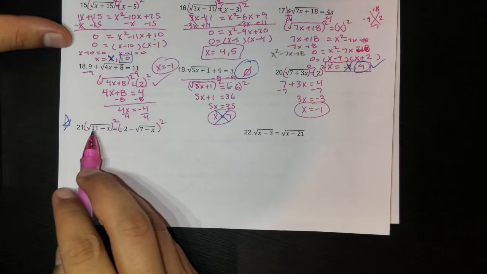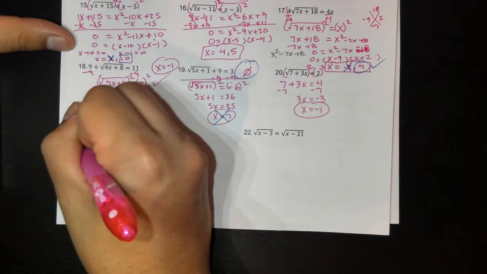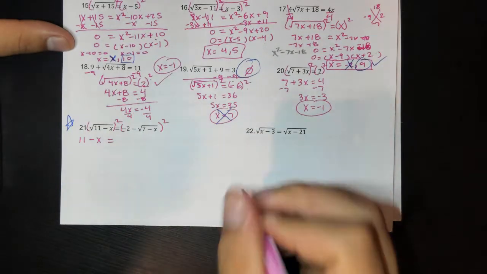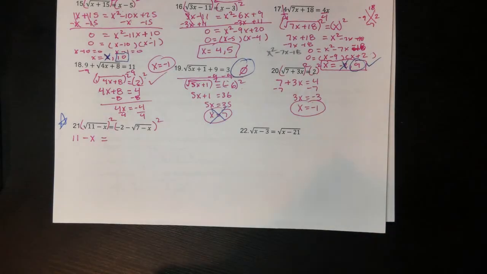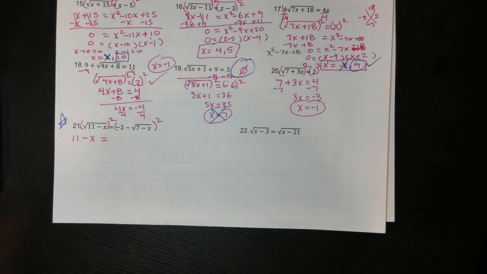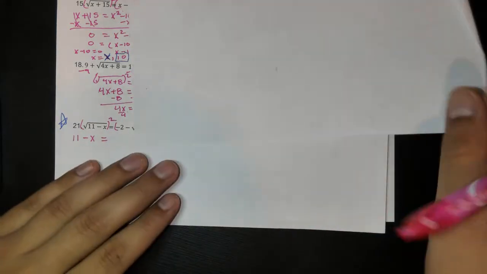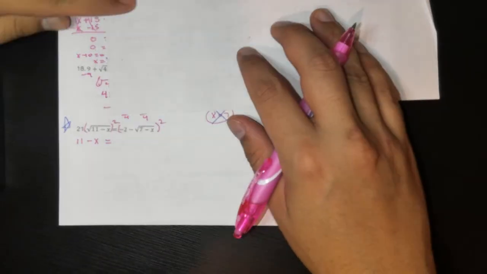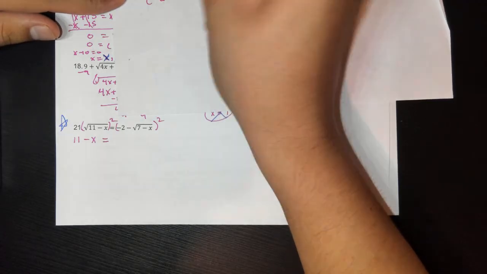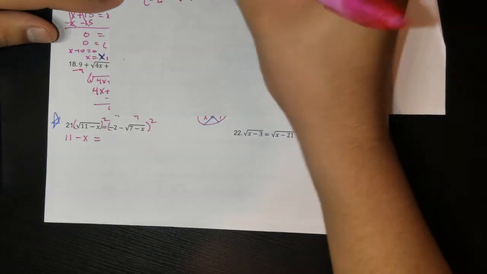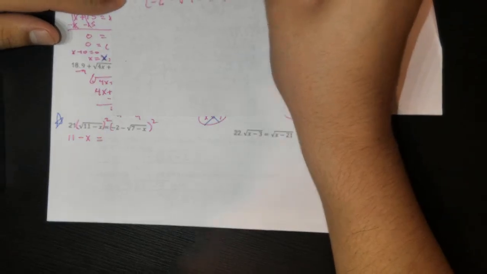If you square this, we know that the square root just goes away. It's just 11 minus x. But this, you're going to have to FOIL. So let's do that off to the side somewhere. Let's do that right here. So we got negative 2 minus square root of 7 minus x times negative 2 minus square root of 7 minus x.